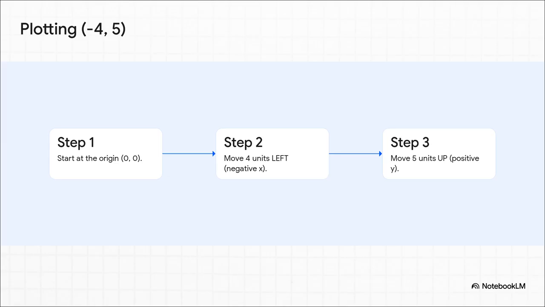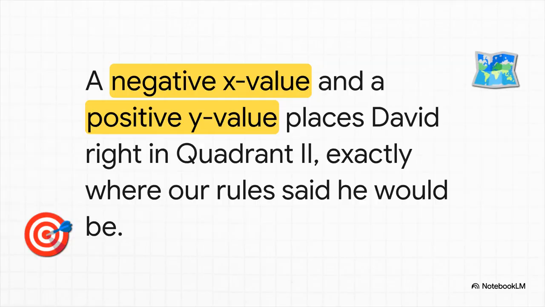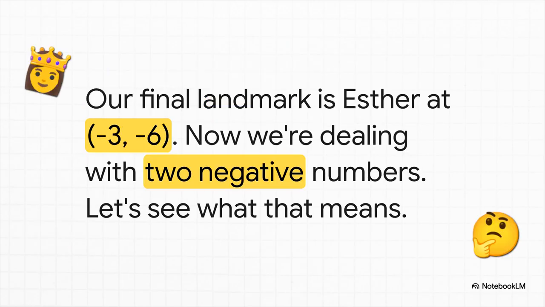Then our second number is a positive 5. So from there, we move 5 units up. And that puts us smack dab in Quadrant I. A negative x and a positive y, which, if you check the map key, is exactly what we expected. The pattern holds up.